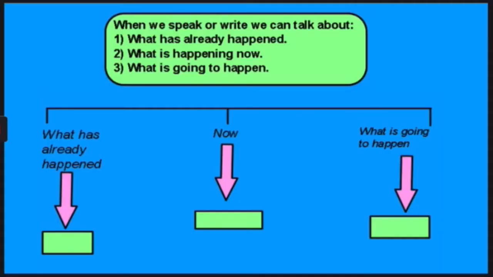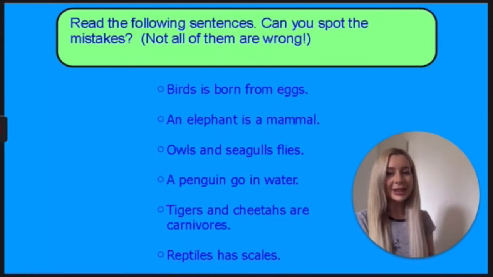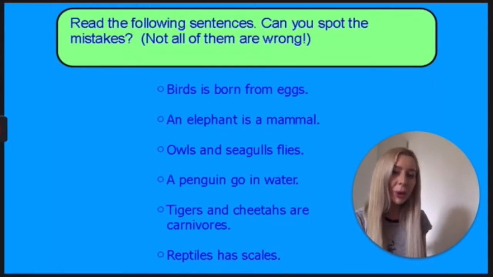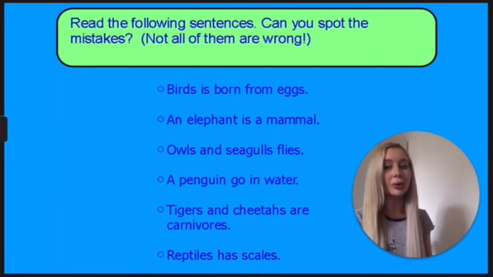When we speak or write, we can talk about what has already happened, what is happening now, and what is going to happen. I wonder if you know the name for all of these things. Well done if you got this right. So they are called the past, present, and the future. Have a little read of these sentences. Can you spot the mistakes? I will give you a clue. They are not all wrong.